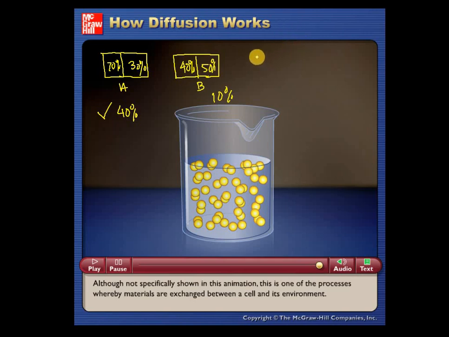Isa pang halimbawa, for example dito, meron tayong dalawang container ng tubig. Ang isa is puno ng tubig. Dito mayroong gripo. Pareho sila kalaki. Pareho rin yung gripo kalaki. At dito sa kabila, mga ganito lang kadami yung tubig niya. So, sino yung mas mabilis yung paglabas ng tubig, guys?